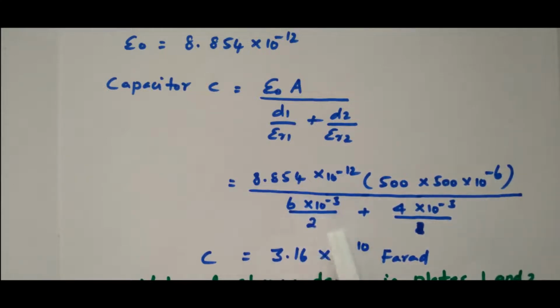So this is the first dielectric, right? The thickness is 6 into 10 to the power minus 3, and the permittivity value is 2. Second dielectric, 4 into 10 to the power minus 3, that is air, so the value will be 1, right? So by simplifying this, what we got? 3.16 into 10 to the power minus 10 farad. So the capacitance value is calculated for these two dielectric materials.